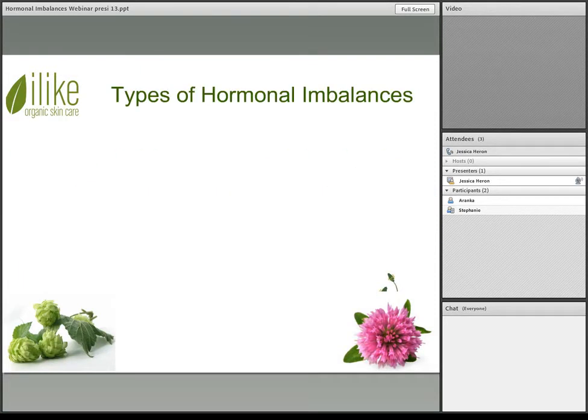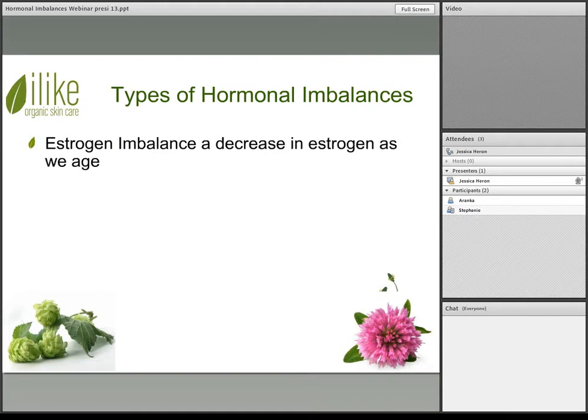So let's take a look at some of the types of hormonal imbalances. We're going to take a look at a few of them. First, the estrogen imbalance, a decrease in estrogen as we age. And what is estrogen? Estrogen is produced in a woman's ovaries. They are released by the follicles on the ovaries and then are secreted after the egg in the ovary has been released from the follicle, and from the placenta. These estrogens play a role in the estrous cycle. This is the period of fertility for women and females.